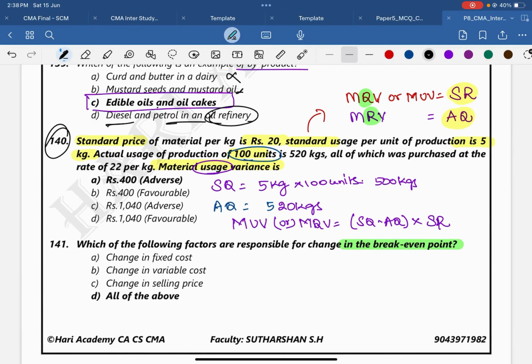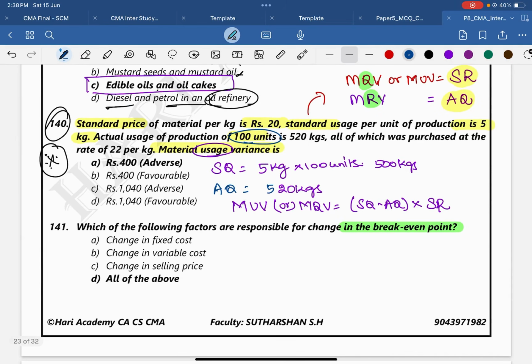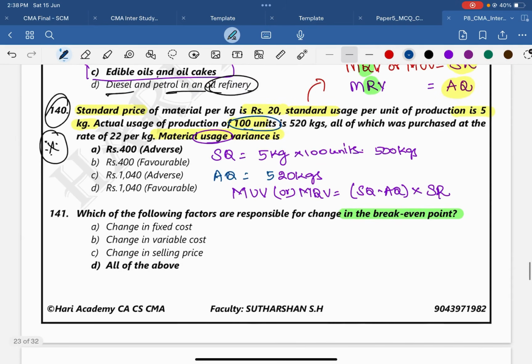Next, 140, interesting one, important one. I want to keep the time shorter, so I'm going very quickly. If you want, you can pause the video, analyze it and then move forward. 140, the standard price of a material is rupees 20. Standard price SP is given. Standard usage per unit is 5 kg. For 1 unit of output, you need 5 kg. Actual usage for 100 units is 520 kg. To produce 100 units, they use 520 kg.